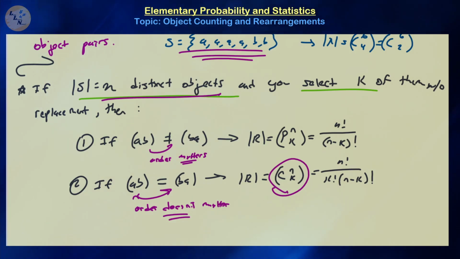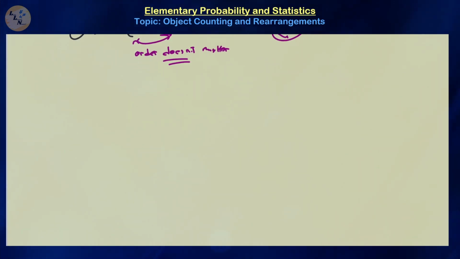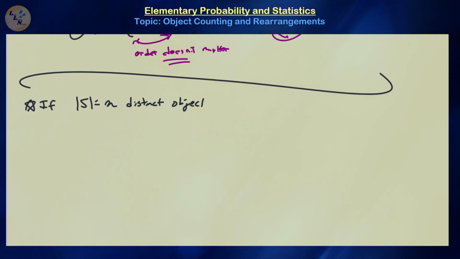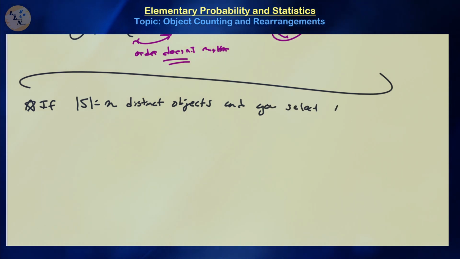Now that we have these two situations spelled out for us in terms of permutations and combinations, let's see if we can break one of these assumptions. In particular, without replacement. What if we allow replacement to take place? What would these permutation and combination formulas turn into? So let's assume S is equal to N distinct objects, and you select K objects with replacement.